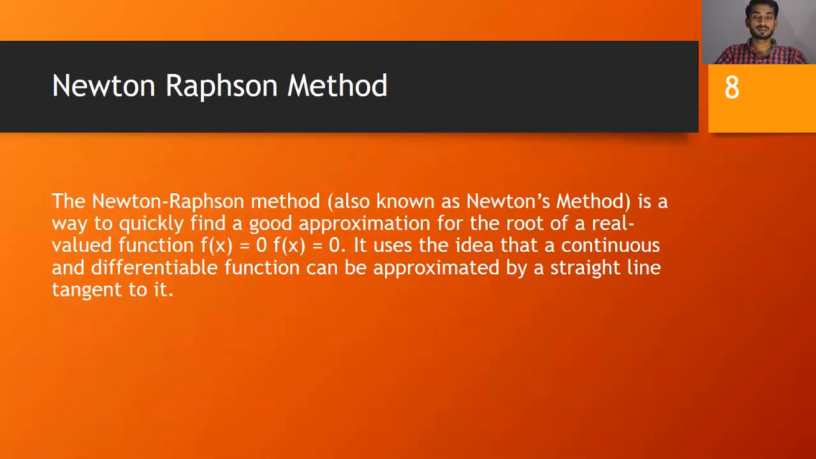So, topic number two, there is the Newton-Raphson method. The Newton-Raphson method, also known as Newton's method, is a way to quickly find a good approximation for the root of real-valued functions f of x equal to 0. It uses the idea that a continuous and differentiable function can be approximated by a straight line tangent to it.